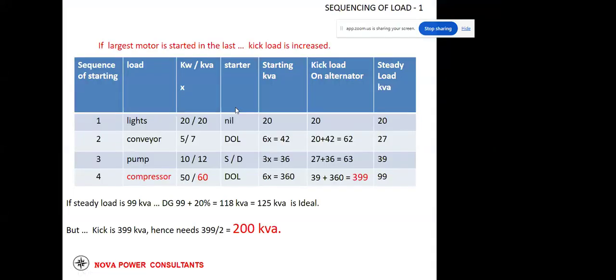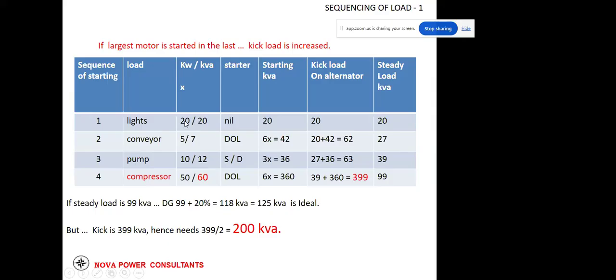Then the next criteria is the sequencing of the load. So what happens to the DG characteristic? Here we consider the first condition. There are four loads in the factory. The first one is lighting load, then a conveyor, a pump, and a compressor. These are their respective kW and also kVA.